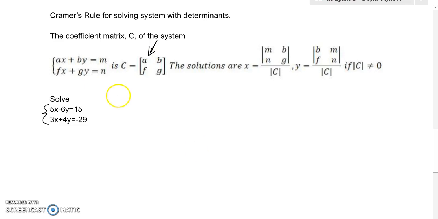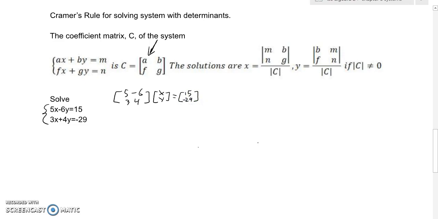So if we do that down here, we have 5, negative 6, 3, 4. We're going to multiply our coefficient matrix by a column, x, y, and that has to equal our solution matrix: 15, negative 29, a constant matrix.